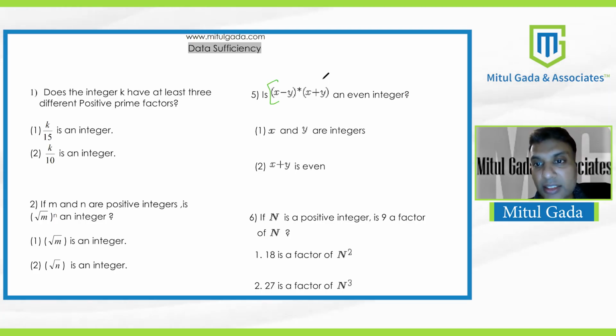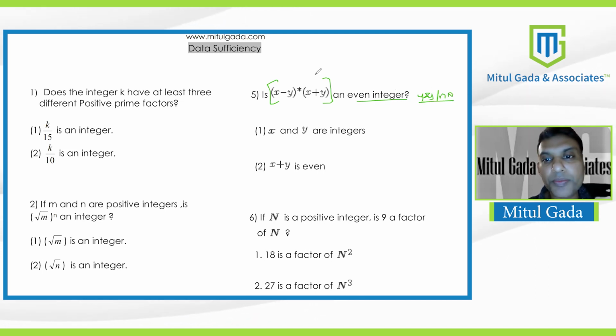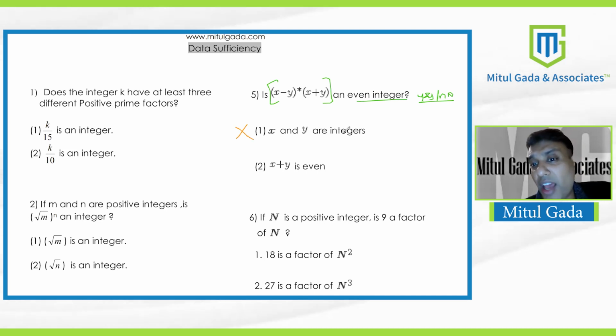Is this an even integer? Yes or no? Okay, nothing to simplify here. Fine. Statement 1 alone is insufficient because x and y are integers. For those students who marked A or D, this is for you. x and y are integers. So that doesn't mean that this product is an even integer.